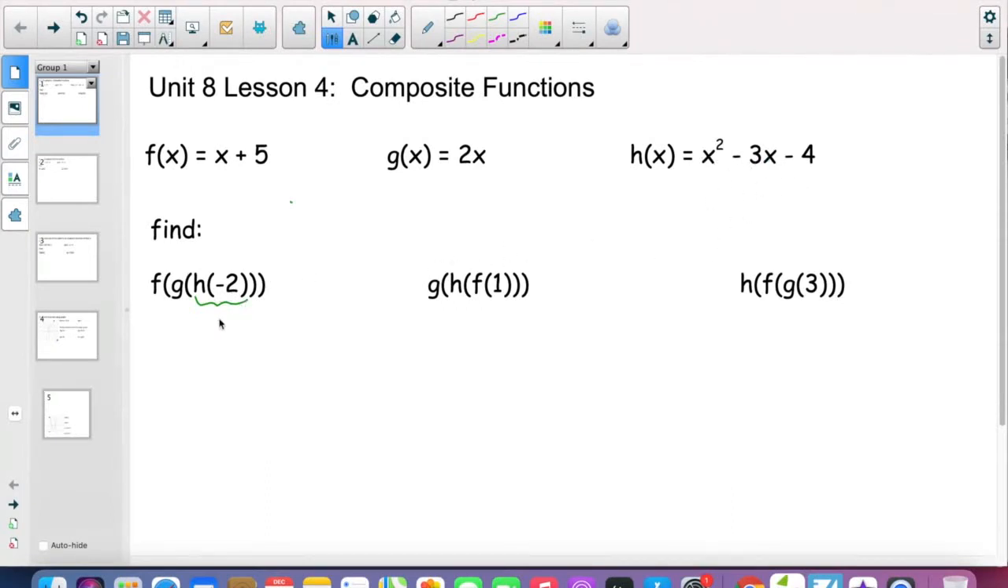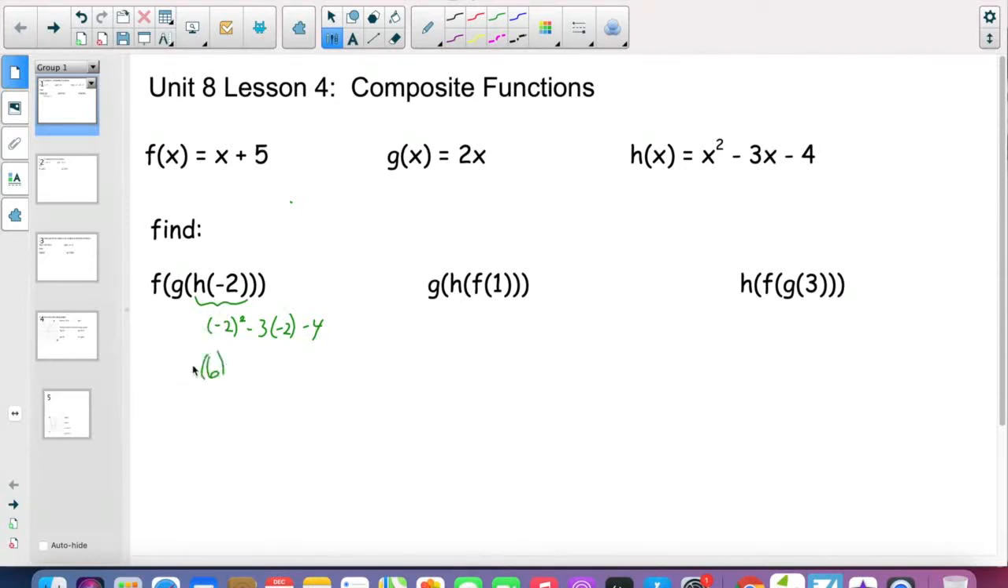So when I do that, I have negative 2 squared minus 3 times negative 2 minus 4. Then I'm just going to do the math here. You can use a calculator if you need to. Negative 2 squared is 4. That would be a negative 3 times negative 2, which is a 6. So we've got 4 plus 6 is 10. Minus 4 is 6. So h of negative 2 is 6. So I'm going to write down 6.